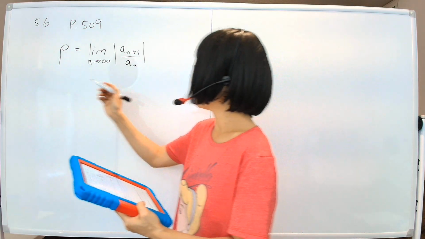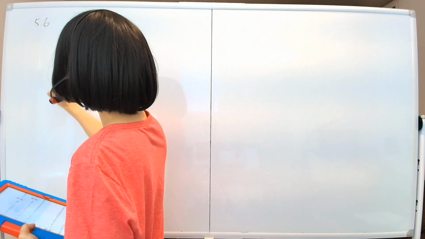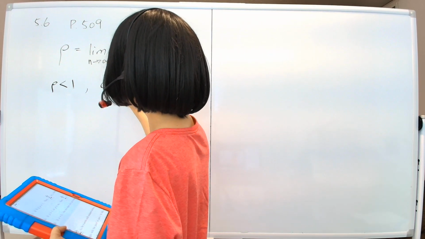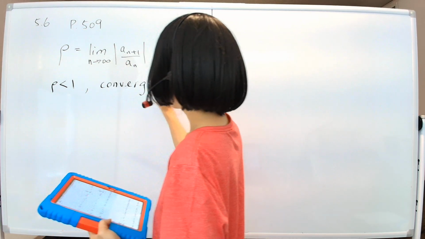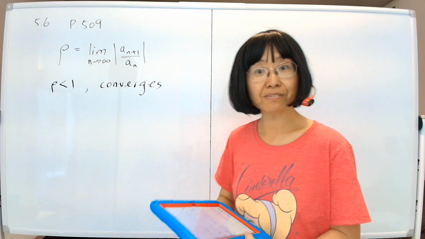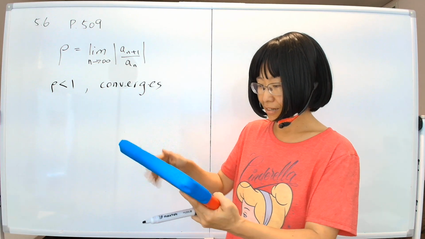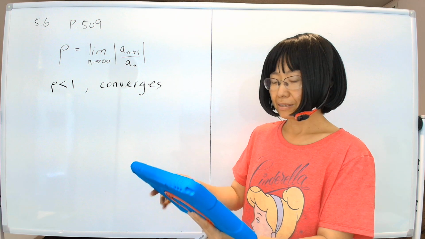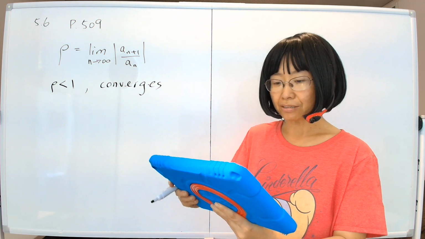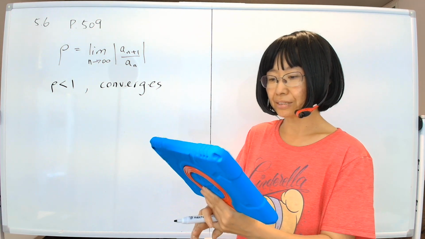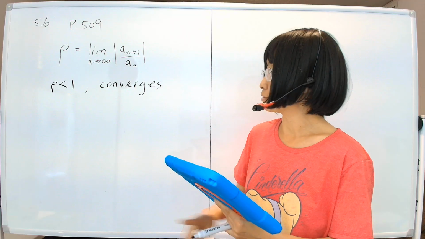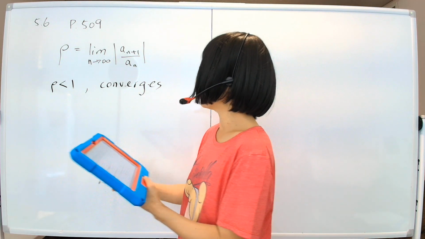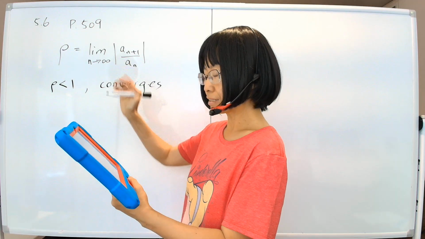Now we want to prove that if rho is less than 1, then the series converges. Let's prove that, because the proof is very, very neat, so I want to talk about it carefully. First, our series, of course, doesn't have zeros, that way we can do the division. And right now we have a series where rho is less than 1.